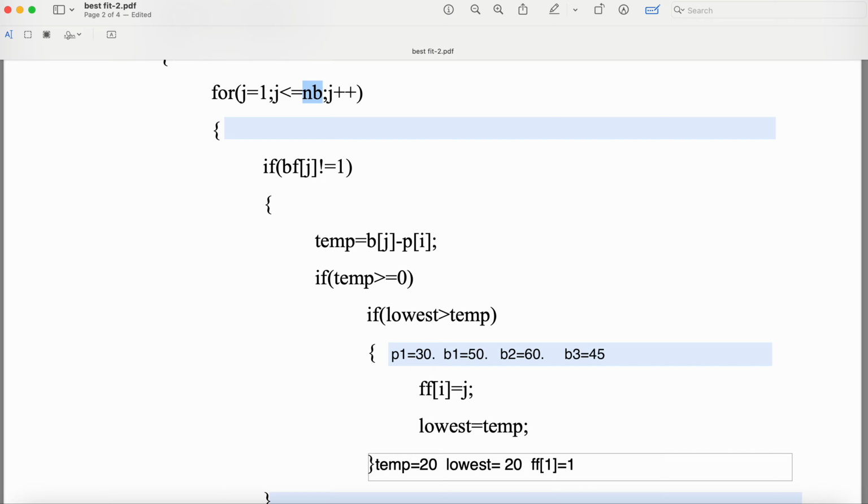Next j will be incremented. Previously the j value is 1, now the j value will become 2. So 2 is less than or equal to the number of blocks. How many blocks are there here? 3 blocks. Yes, the condition is true.